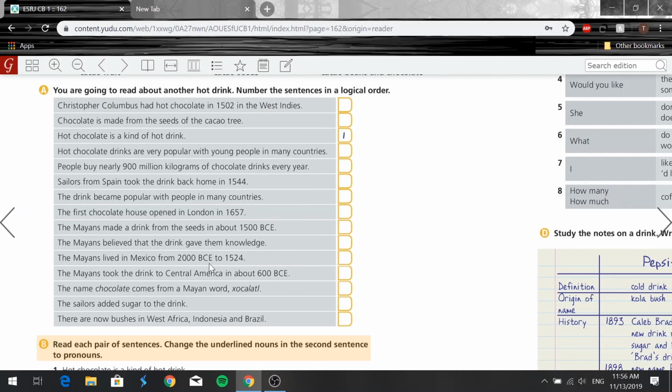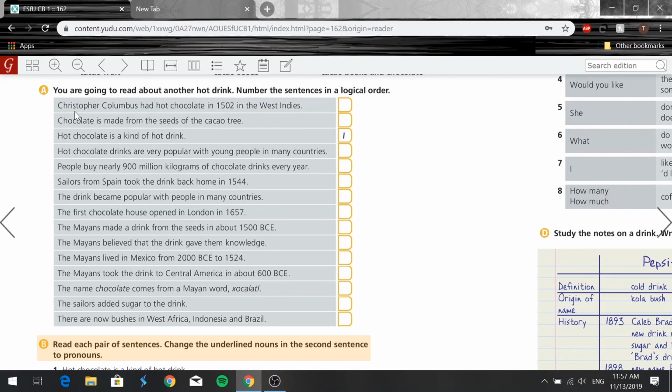What about number 5? We could say the Mayans made a drink from the seeds in about 1500 BCE. What about number 6? We could say the Mayans believed that the drink gave them knowledge. Number 7 would probably be that the Mayans took the drink to Central America in about 600 BCE. Now let's go to 8.